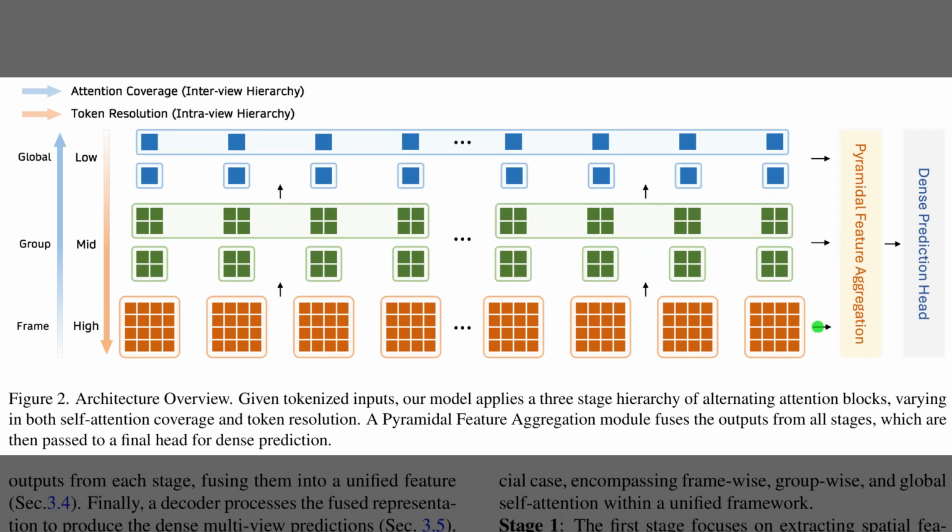Alright, Figure 2 explains how the model actually processes many views efficiently. The bottom row of orange grids represents high-resolution frame-level tokens, where each image is handled separately but with rich spatial detail. The middle green row shows group-level tokens that summarize several neighboring views, so the model begins to reason across cameras. The top blue row depicts global tokens that attend over all views at once, but at a coarser spatial scale. On the right, the vertical blocks indicate pyramidal feature aggregation, and the final dense prediction head that turns these multi-scale tokens into a full three-dimensional reconstruction.